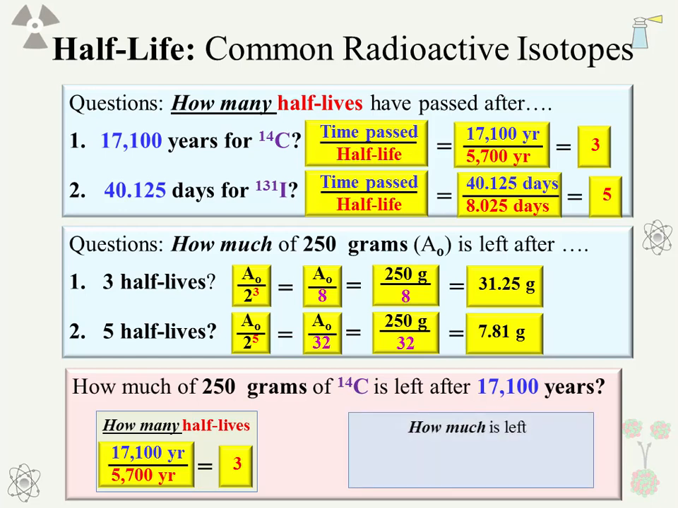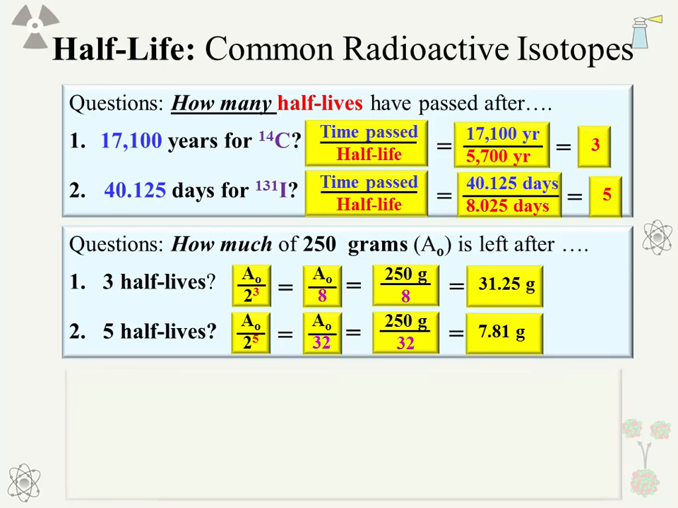With that, we can find out how much is left using the starting amount, a sub 0, divided by 2 raised to the power of the number of half-lives. 250 grams divided by 2 raised to the power of 3, 8. There is 31.25 grams of the radioisotope remaining after 3 half-lives.